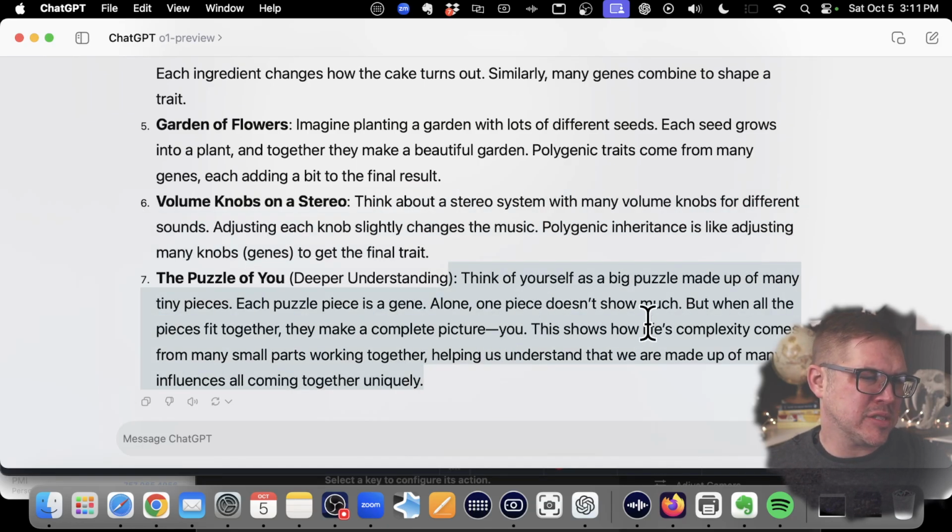Think of yourself as a big puzzle made up of many tiny pieces. Each puzzle piece is a gene. Alone one piece doesn't show much, but all the pieces fit together to make a complete picture.